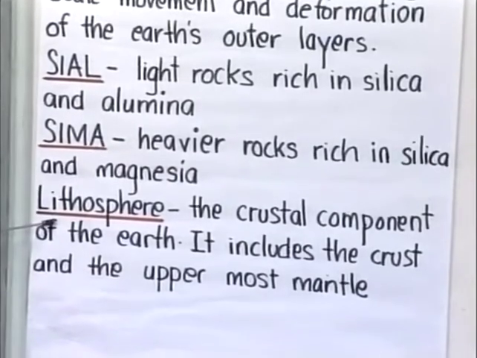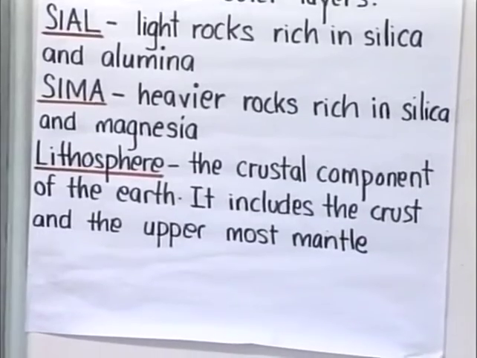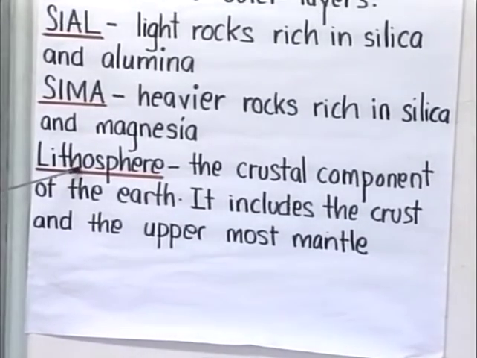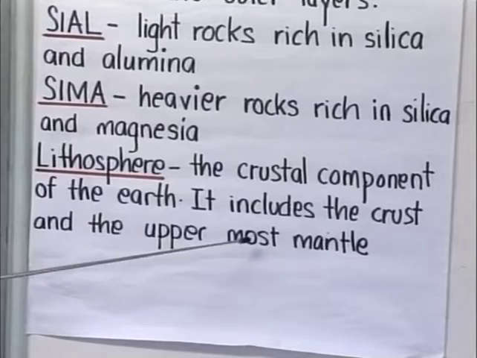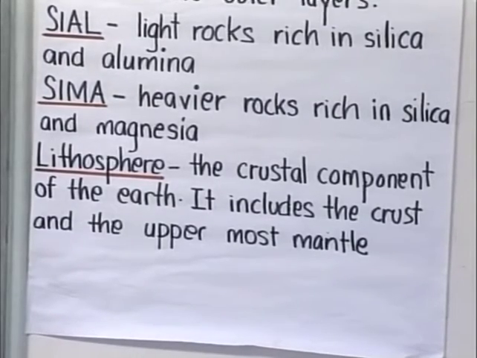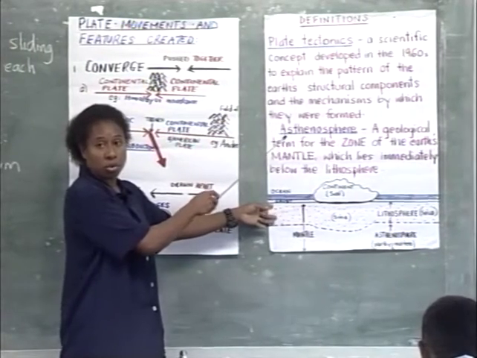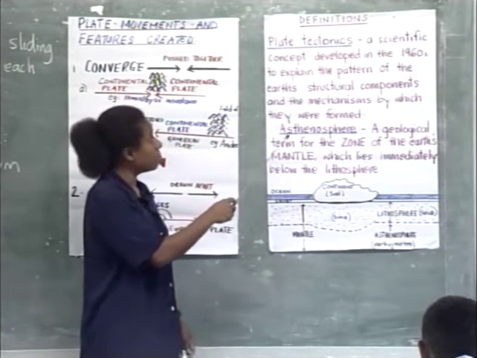Lithosphere, already we found out that it is to do with the crustal component of the earth. And we said from our definition that lithosphere is generally the zone of rocks. It includes the crust of the earth and also the uppermost mantle. And the uppermost mantle was the Asthenosphere that we were referring to when we were looking at plate movements.